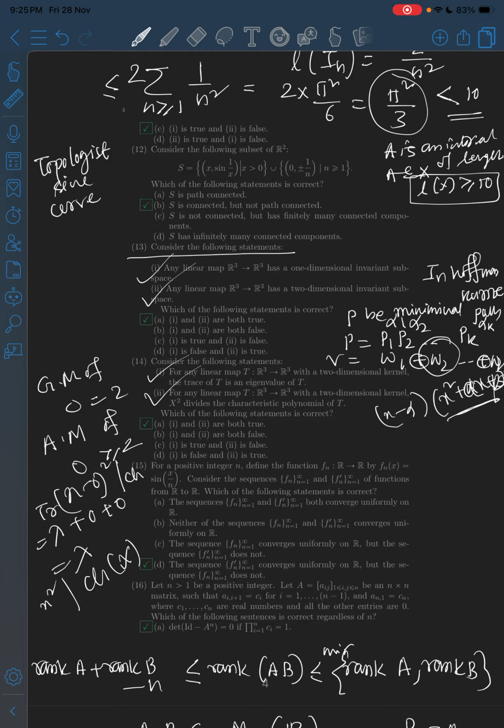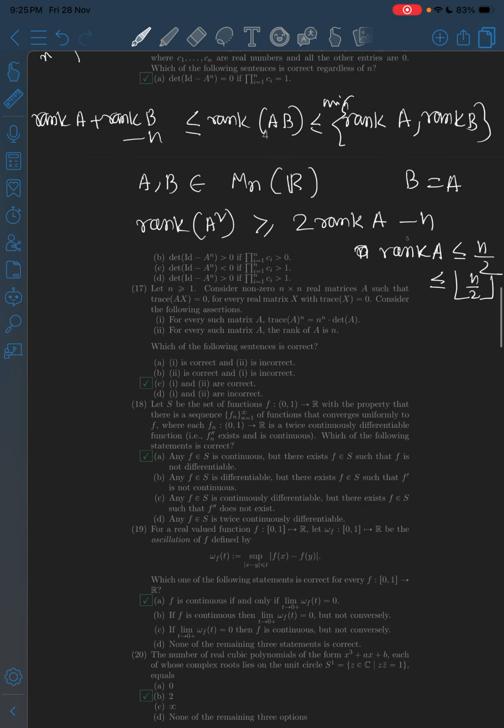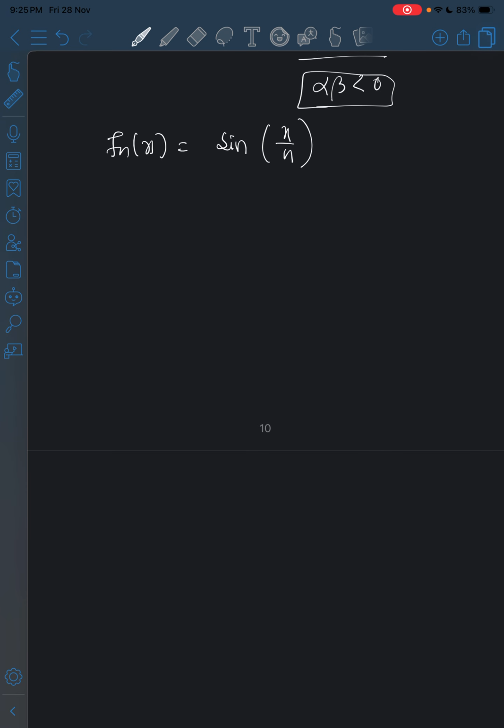Pointwise convergence, uniform convergence, properties and all. Read the proofs very carefully, and then you will get it. Okay, then it's very simple. fn is sin x by n, and then fn prime is what? So fn x is sin x by n, and fn prime x is 1 by n cos x by n.